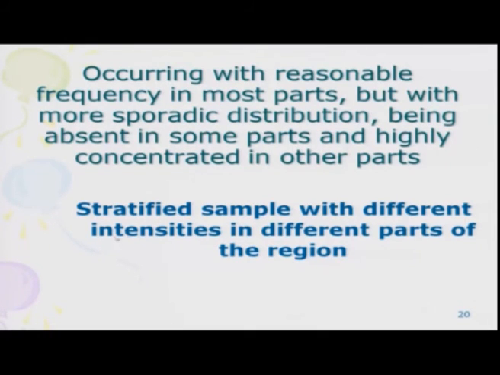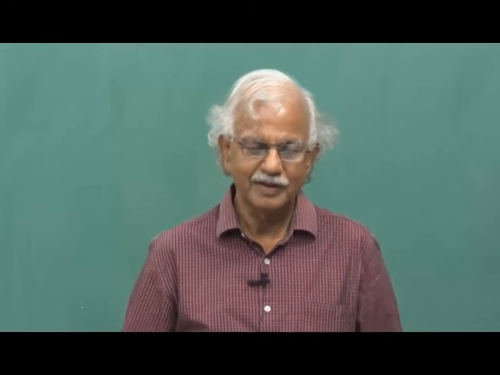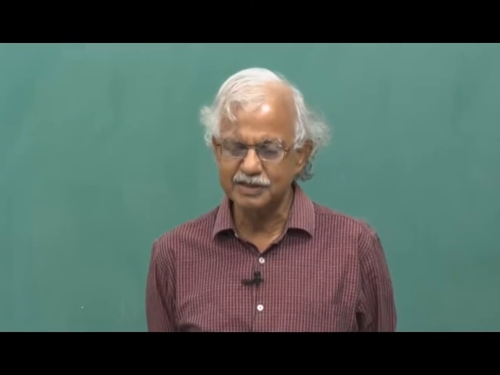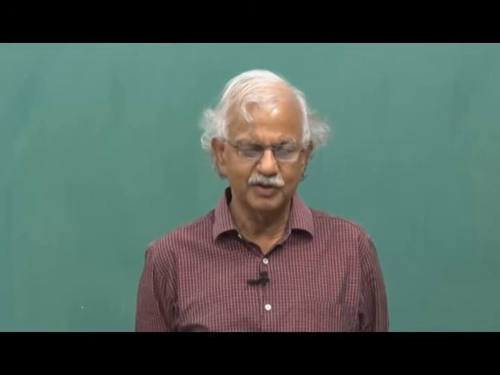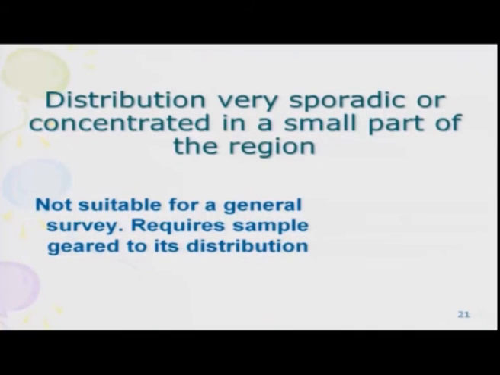Stratified samples with different intensities. In areas where suicide rate is low, you will need a bigger sample, and in states or regions where suicide rate is high, a smaller sample can do. Then distribution may be sporadic or concentrated in a small part of the region, very sporadic or concentrated in a small part of the region.